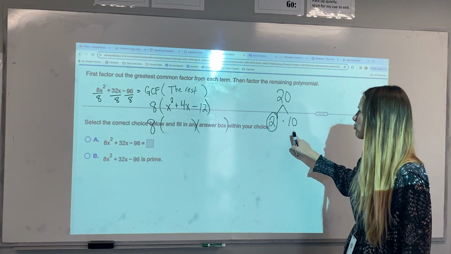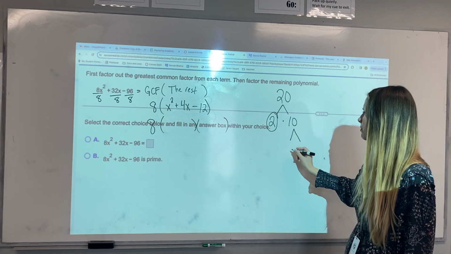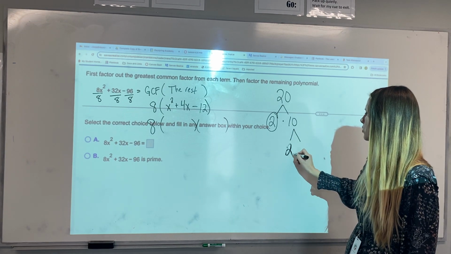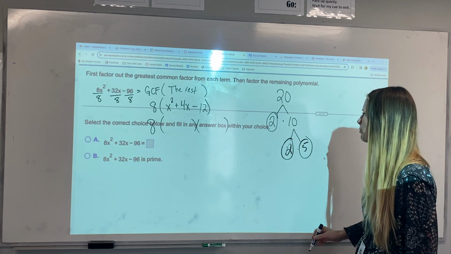Do you agree that 10 can be broken down further? What can it be broken down into? Yep, so I can do 2 times 5. 2 cannot be broken down any further, and 5 cannot be broken down any further.